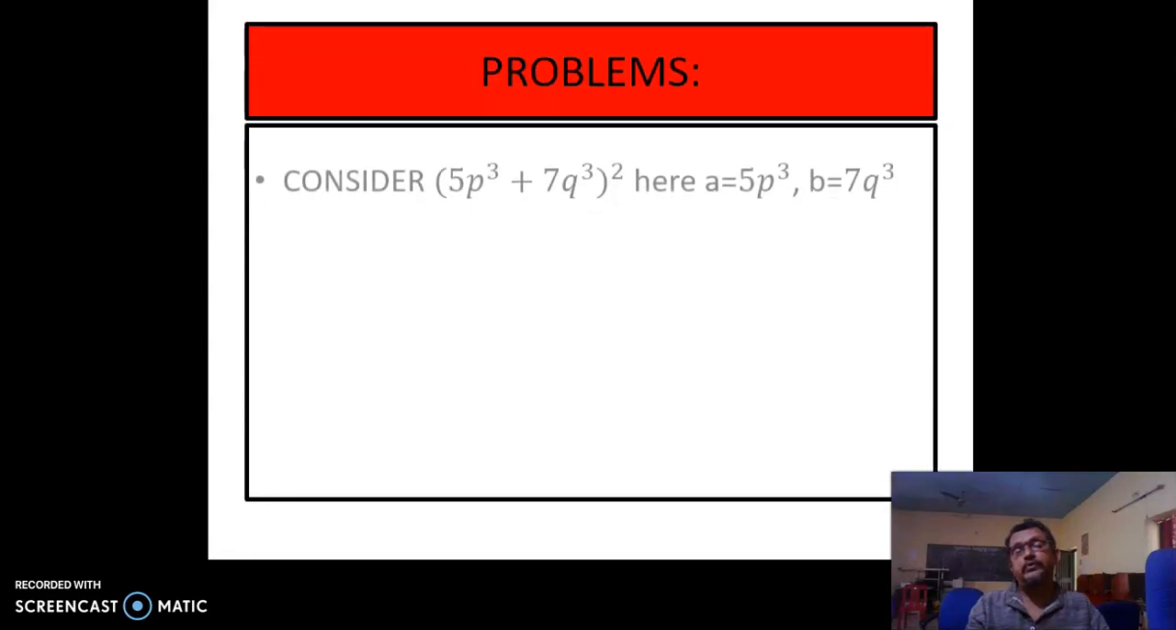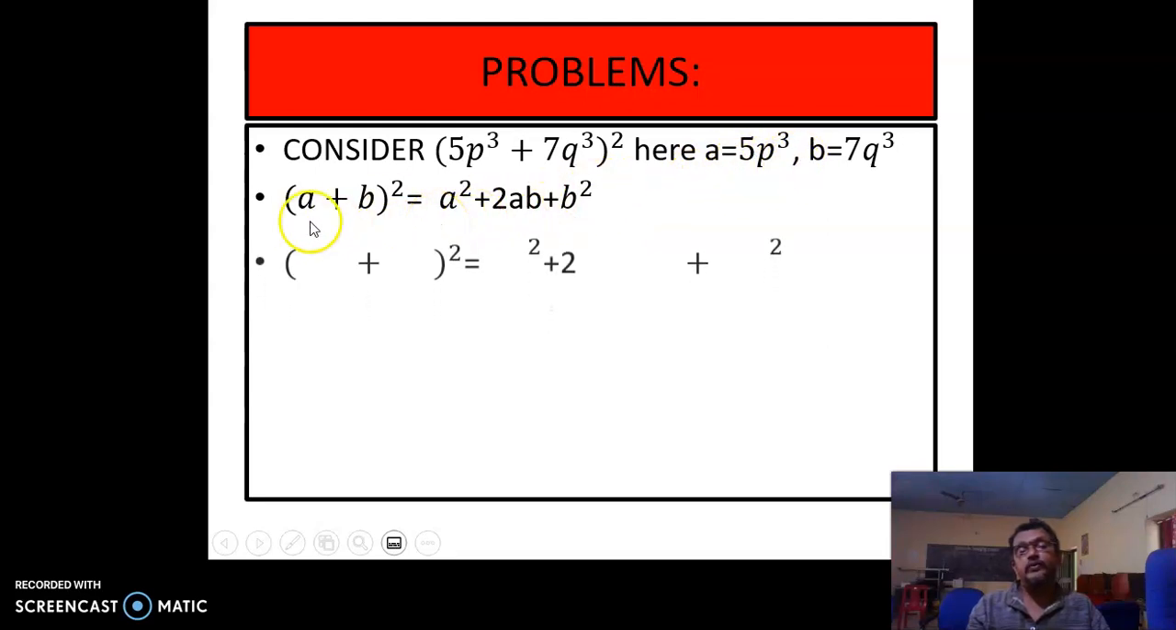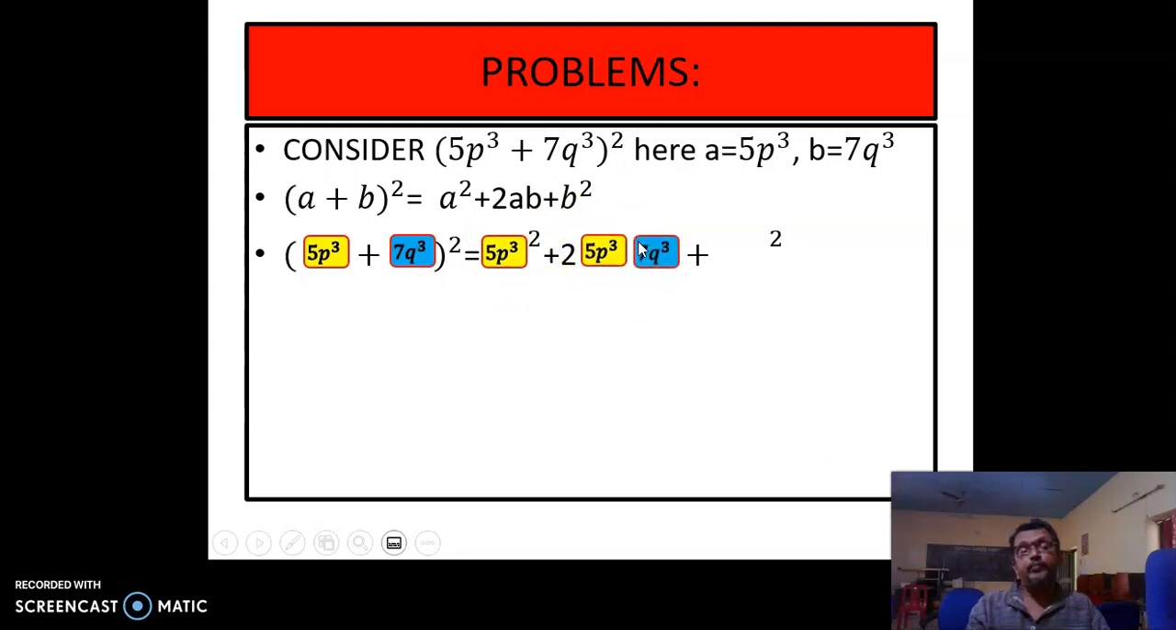Let us take some problems. Consider 5p cube plus 7q cube whole squared. Here remember, a is 5p cube, b is 7q cube. So apply the formula, a plus b whole squared equals a squared plus 2ab plus b squared. Instead of a, substitute 5p cube, instead of b, substitute 7q cube. So a squared is 5p cube whole squared, 2 into a, 5p cube, into b, 7q cube, plus b squared, 7q cube whole squared.